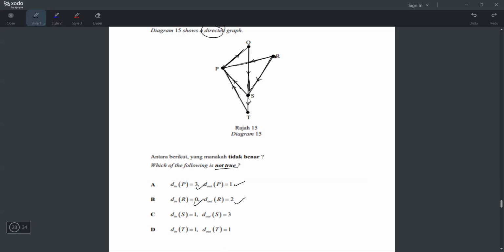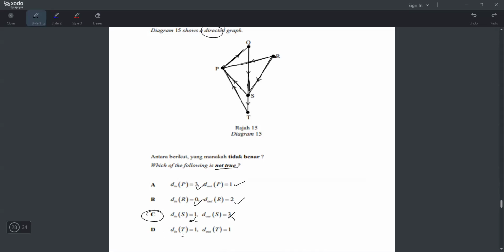So it's actually 2 in, 2 out for S. So it should be 2 in, 2 out. So this is wrong. So C is the answer, because they asked which one is not true. C is not true. It should be 2, 2 here, but they write 1, 3. So this is not true. So which one is not true? C is not true. So C is the answer.